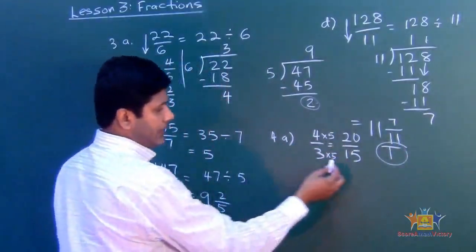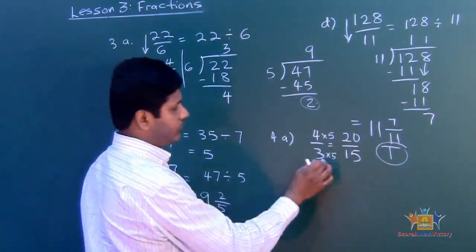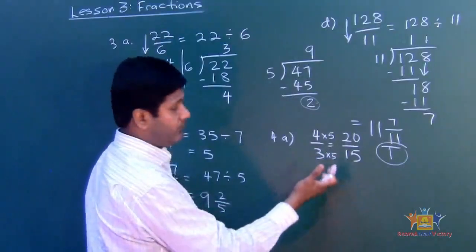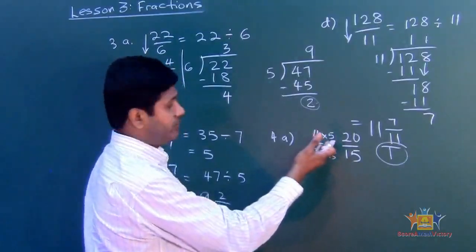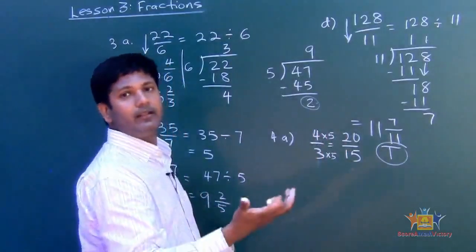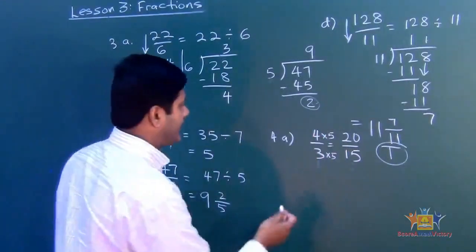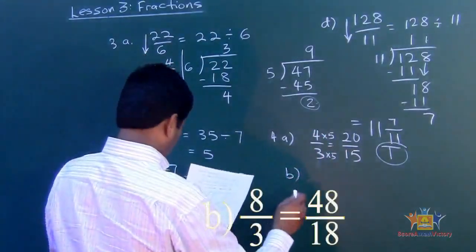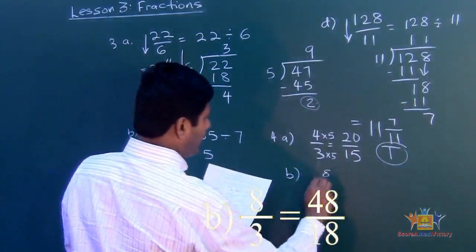Now, you can either start with this one. Same thing too. What times 3 gives you 15? 5. Then you multiply the top also by 5, gives you 20. See that? You can do either one, whichever you find easier. That's the best way to do it. Always look for the easiest one. Let's look at B.